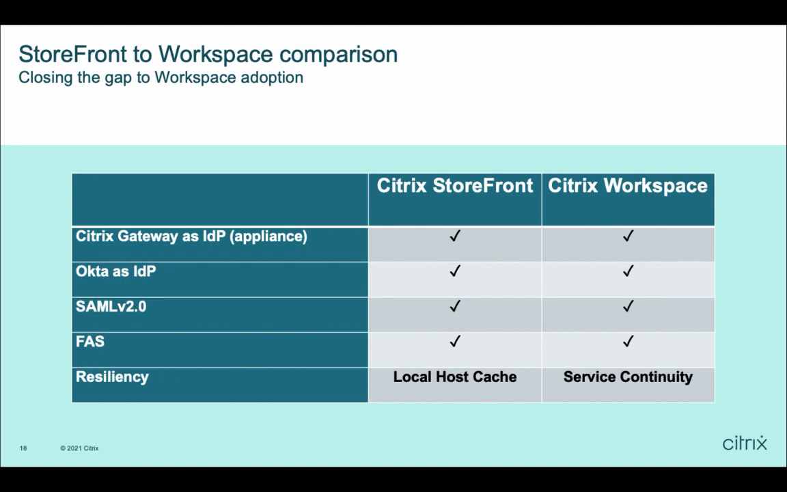So I made this really simplistic chart to showcase that we have feature parity in things like Citrix Gateway for both StoreFront and Workspace, using Okta as an identity provider for both, SAML version 2.0, which I'll get into in just a second, and FAS. And then at the bottom here, as I spoke of earlier, for on-premises we have the local host cache that you know and love, but now we have service continuity for that enhanced resiliency. So if you were concerned about any gap from StoreFront to Workspace, there are very few gaps anymore. We're looking forward to customers making that shift and making that move over.